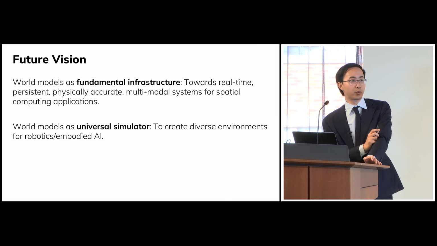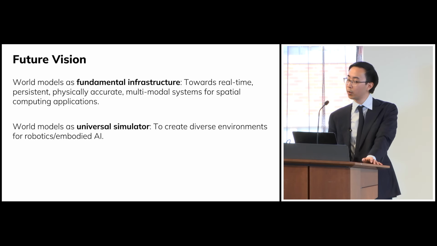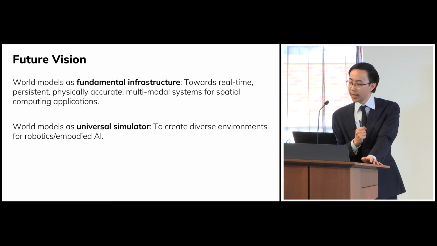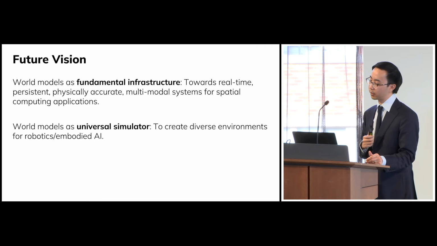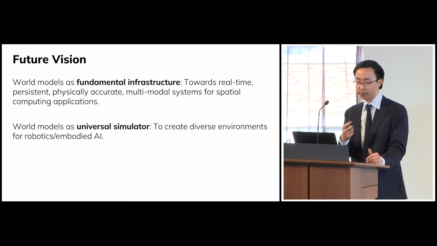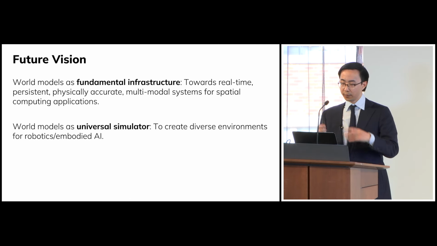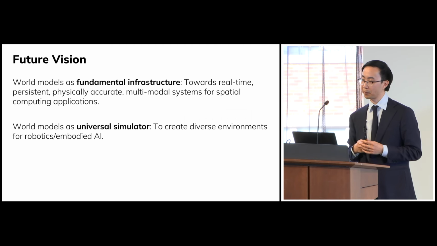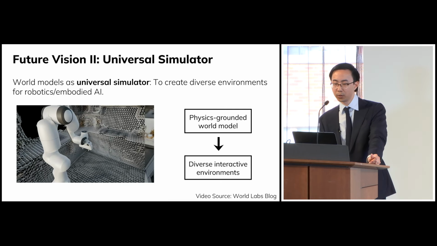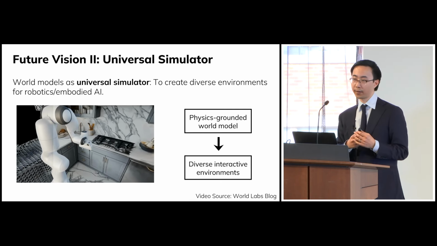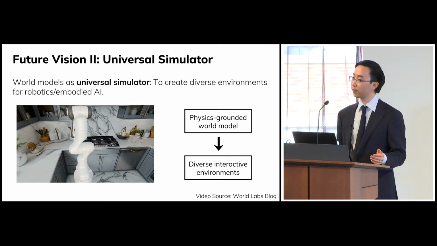And one of the most promising applications of physics-grounded world models is in robotics, where I envision that physics-grounded world models will serve as a universal simulator to automatically create diverse and realistic environments to help robotics and embodied AI. Now, a major bottleneck in robot learning is arguably the availability of diverse and realistic simulatable environments.